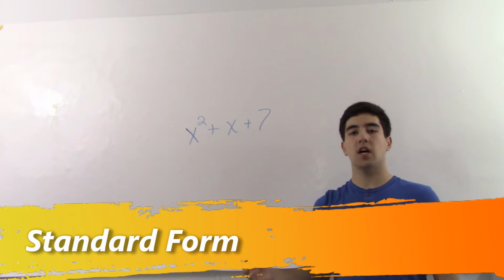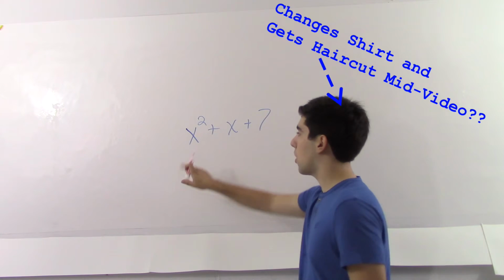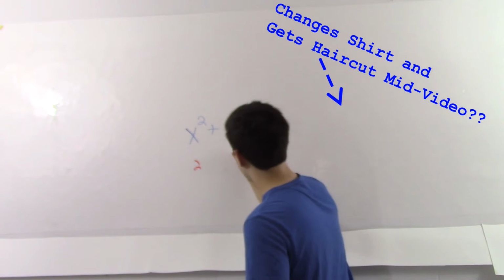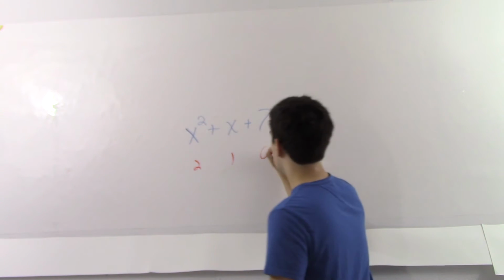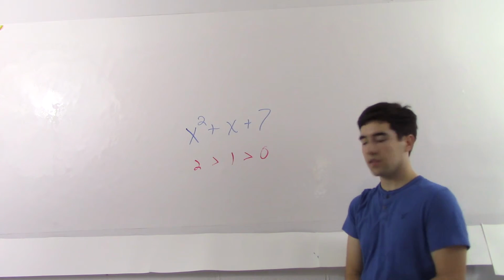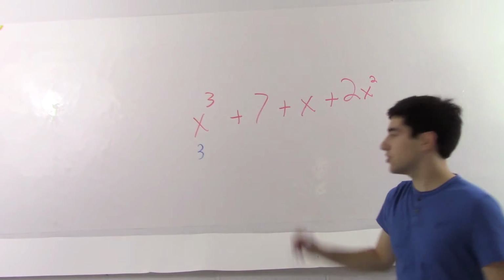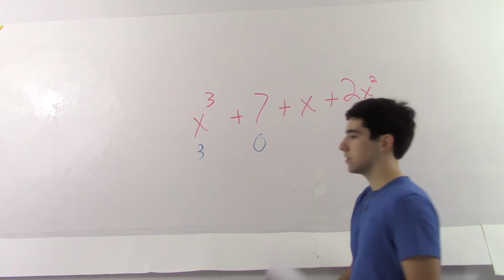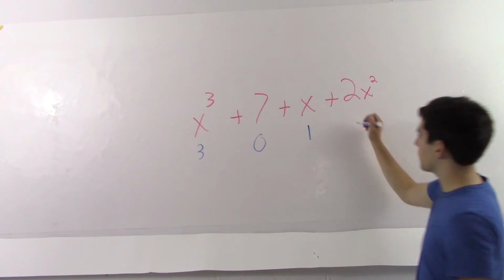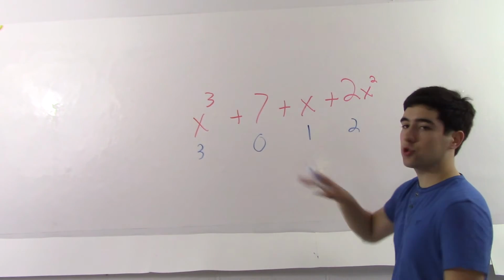What standard form does is it takes your terms and puts them in order of decreasing degree. So, x squared has a degree of 2, x has a degree of 1, and 7 has a degree of 0. So this is already in standard form. X cubed has a degree of 3, 7 has a degree of 0, x has a degree of 1, and 2x squared has a degree of 2. All you have to do now is put your terms in decreasing degree order.